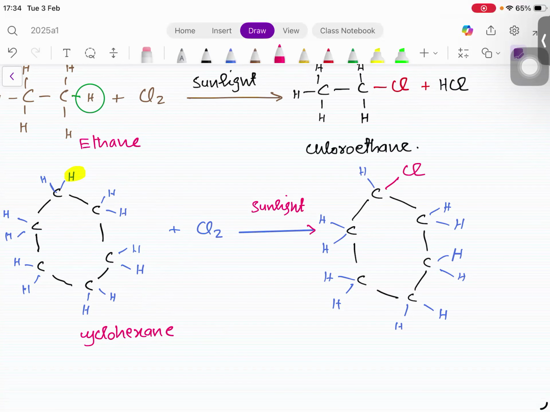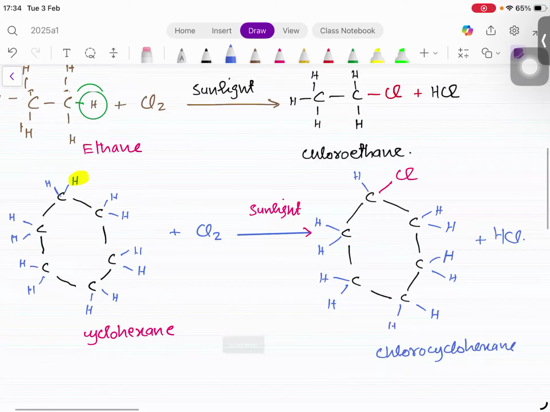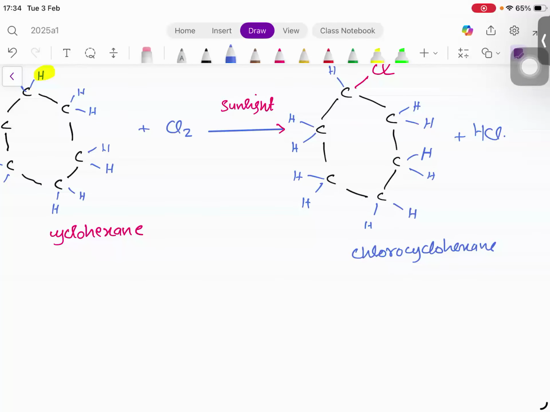Here is the Cl. Okay? So this is chlorocyclohexane. It's a chlorocyclohexane. Along with what? What is the other product? HCl. Okay, now coming back to the first one again.